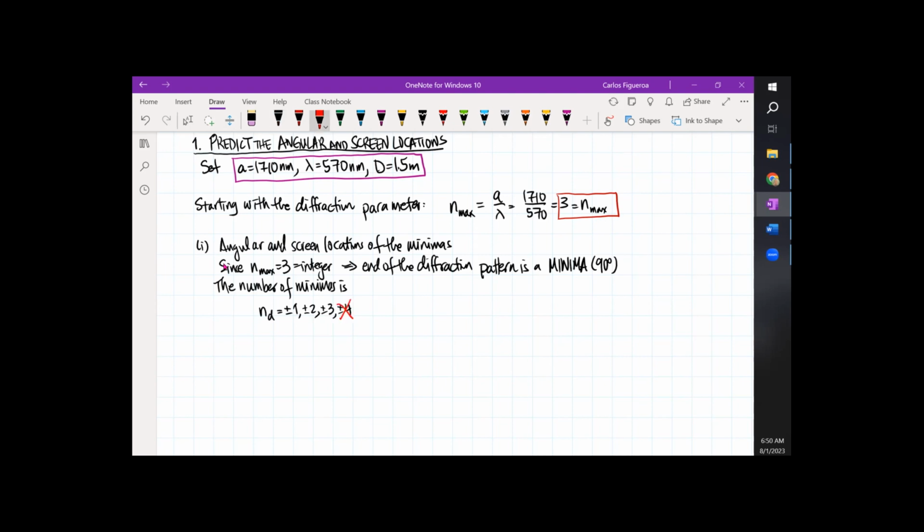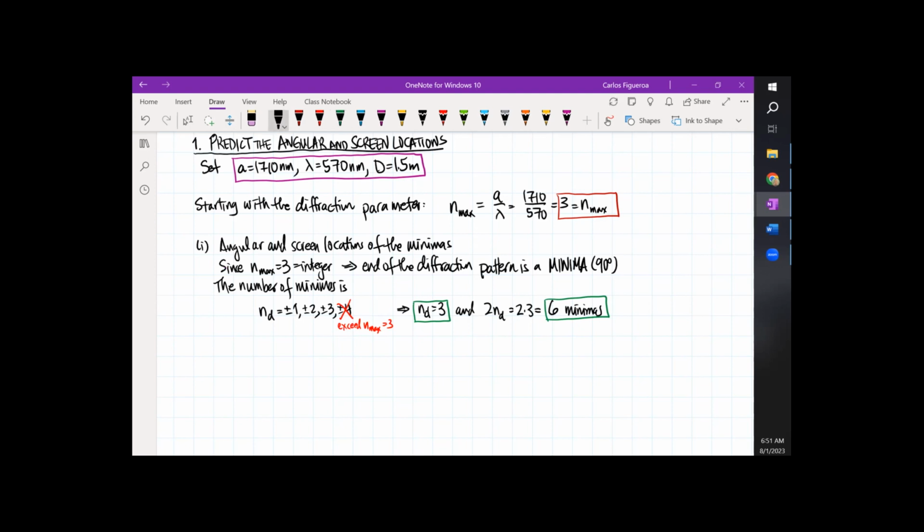But at this point, we exceed, right? We have exceeded n max equal to 3. So the sequence stops. So then this tells us right away that n_d is equal to 3, and the number of minimas then has to be 2 times 3, which gives us 6 minimas. Again, we've done this, but we're just doing this all over again in the context of calculating angles.